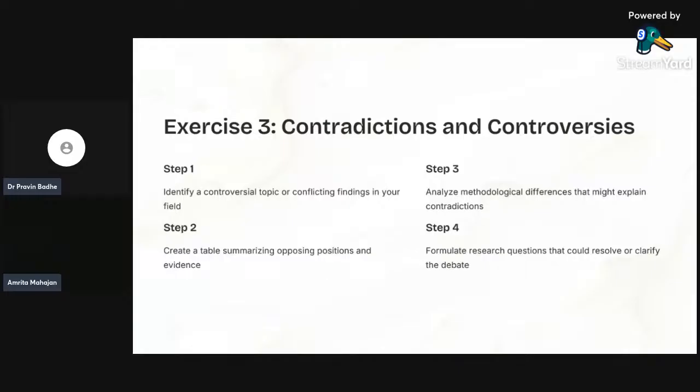Then come the contradictions and controversies. Step one is identifying a controversial topic or conflicting findings in your field, any contradictions that are coming up, and then create a table that summarizes whether the studies are opposing your position or evidence. Then analyze the methods and the differences that might explain the contradictions, and formulate research questions that could resolve or clarify the debate that is going on.